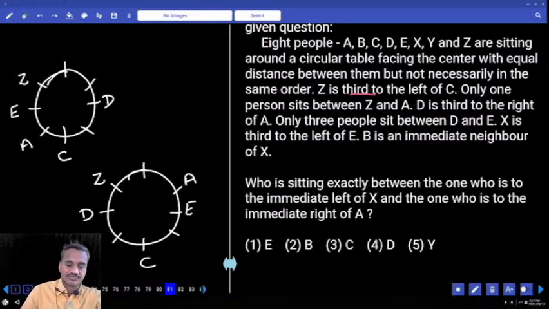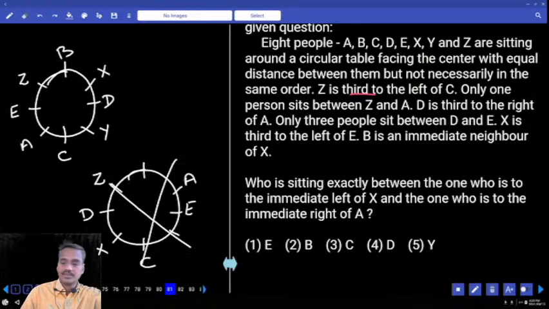X is south to the left of E. 1, 2, 3, X is south to the left of E. B is an immediate neighbor of X. Now here B is an immediate neighbor of X, B is here. Then tell me who is the person left, Y is the person left. Here B is an immediate neighbor of X is not possible. Hence, only first case is valid.